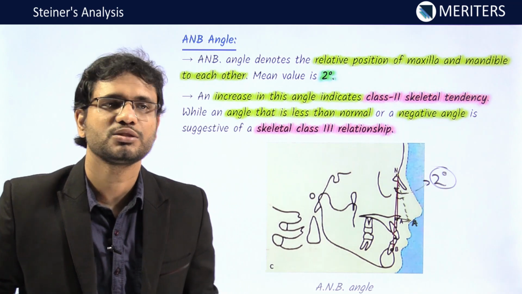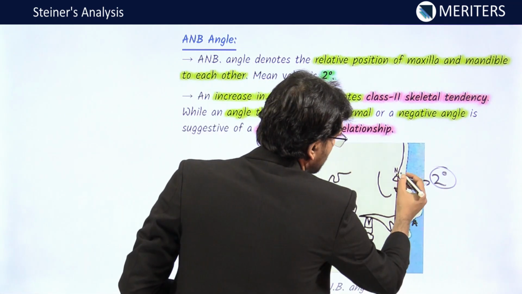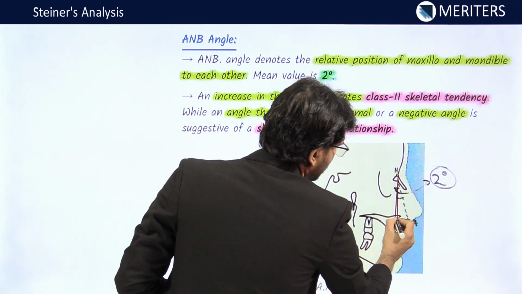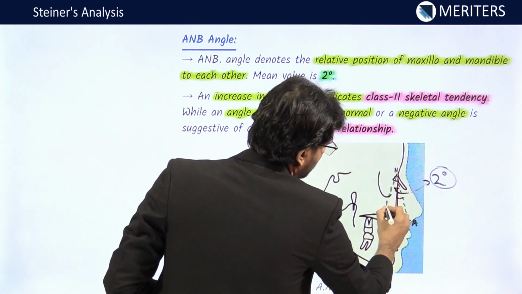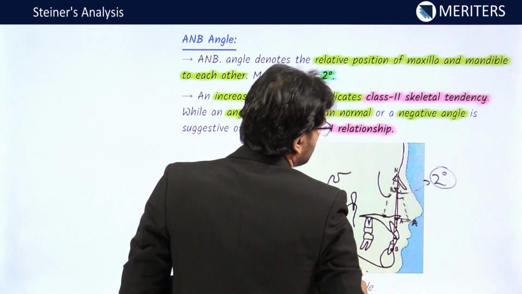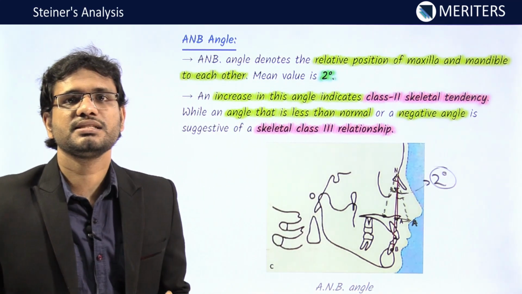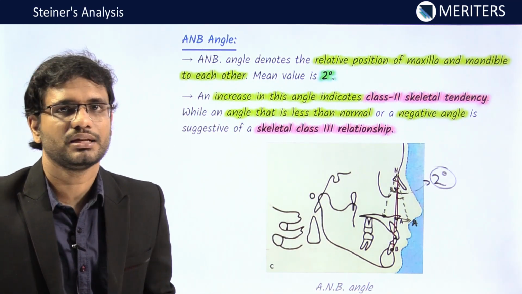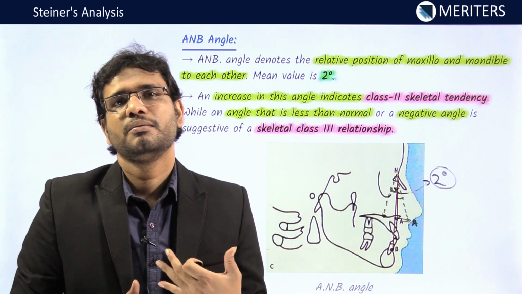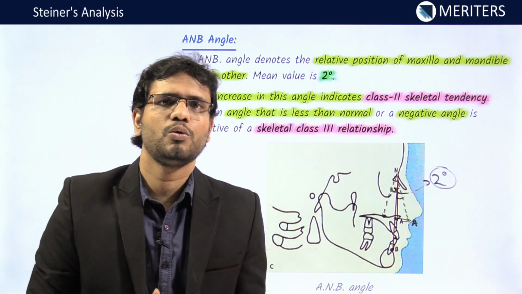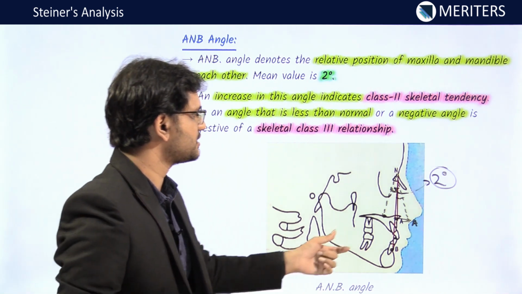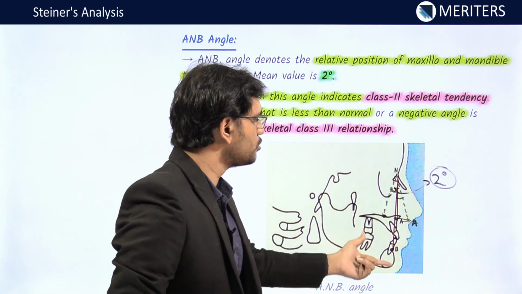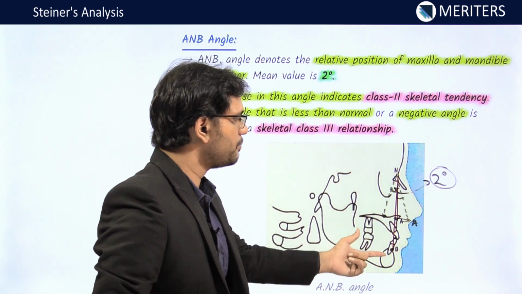That means the class 2 tendency. What happens if it is less? If A is coming backwards here and the angle will be either negative or less, that means there is retrognathism of the maxilla, right? So that will be telling you the prognathic mandible, or we can say this is the class 3 tendency. So this is how you can find the skeletal relationship of both the jaws, A and B point.